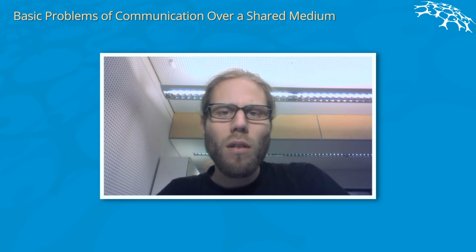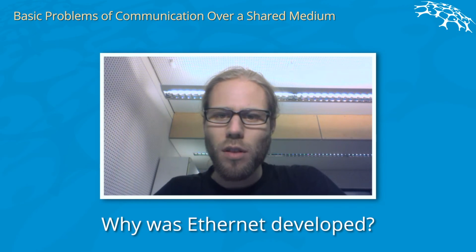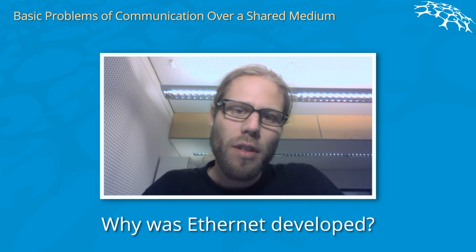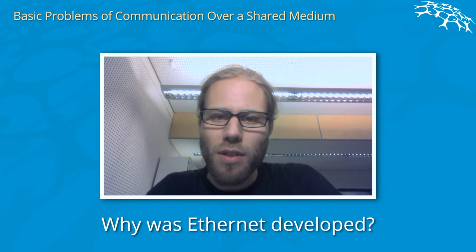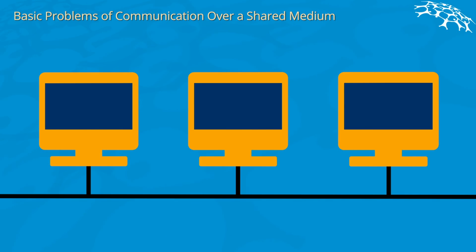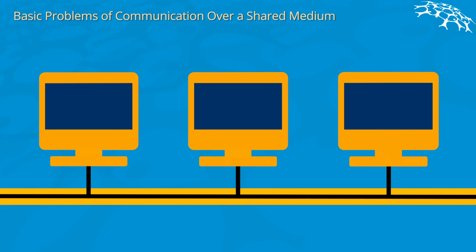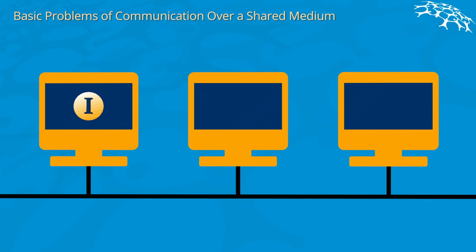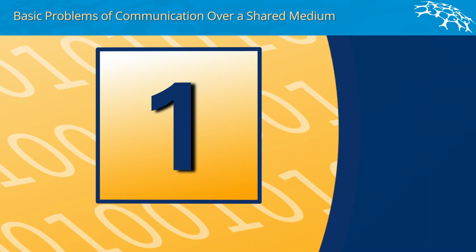So in this video I will explain why Ethernet was actually developed, which is one of the protocols on the lowest level of the TCP/IP protocol stack. So let's assume we have one or more computers that want to communicate over a shared medium, and the key to this is the shared medium. They want to exchange information, and the smallest amount of information is, as we all know, 1 bit.